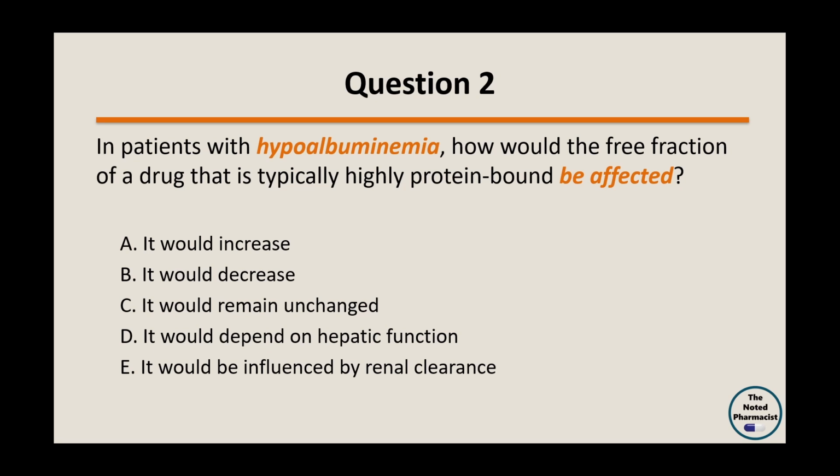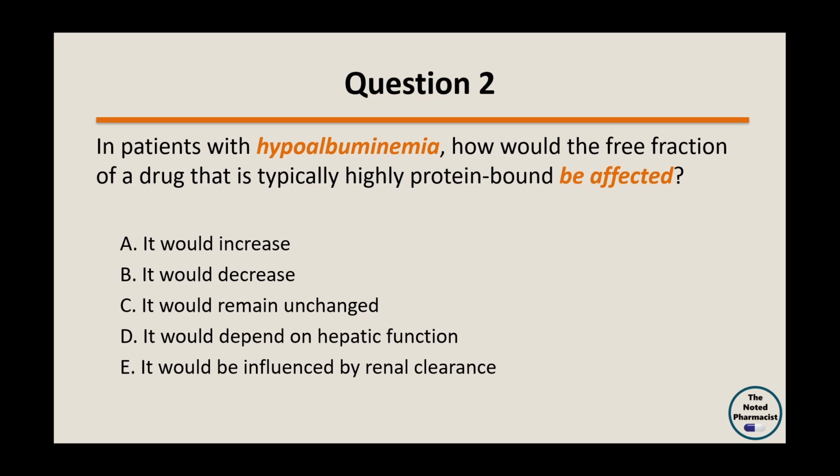In patients with hypoalbuminemia, how would the free fraction of a drug that is typically highly protein-bound be affected? Option A, it would increase. Option B, it would decrease. Option C, it would remain unchanged. Option D, it would depend on hepatic function. Option E, it would be influenced by renal clearance.